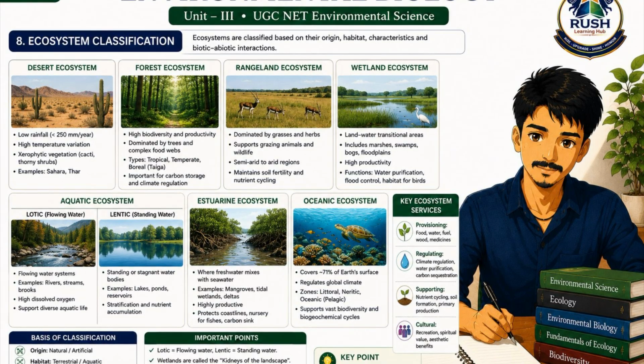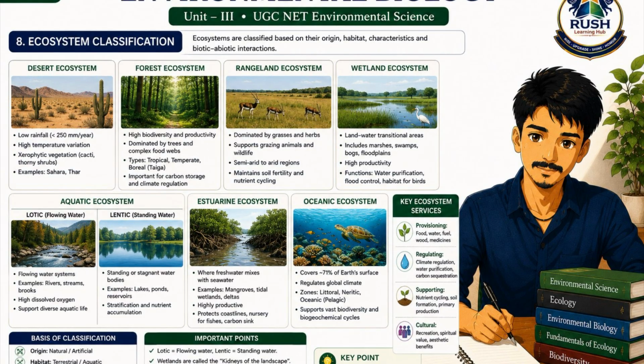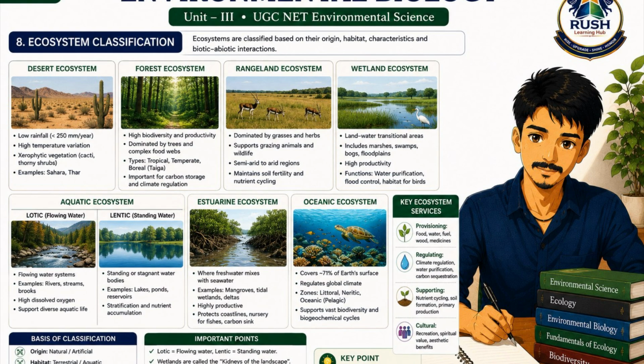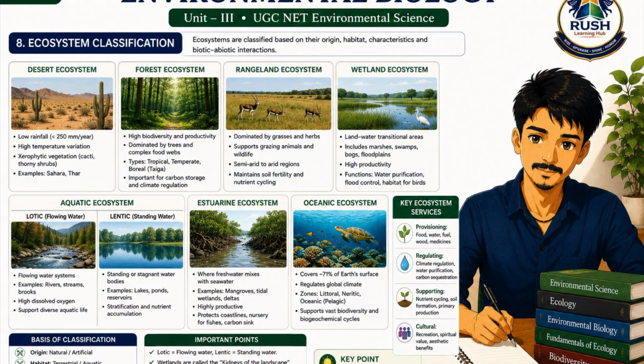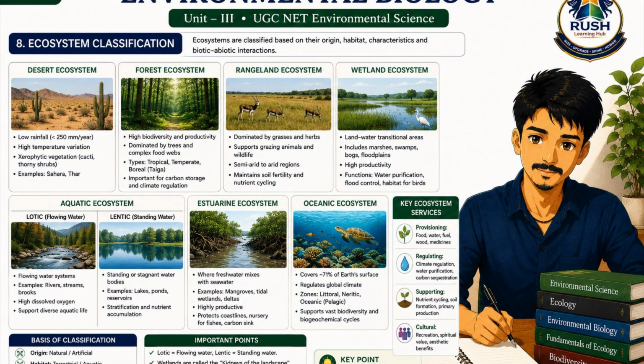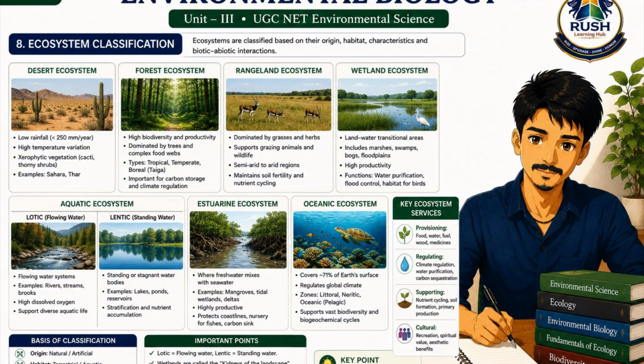Finally, the oceanic ecosystem represents the largest ecosystem on Earth. Covering nearly 71% of the Earth's surface, oceans play a crucial role in regulating global climate and supporting marine biodiversity. Oceanic ecosystems are divided into various zones such as the littoral zone, neritic zone, and pelagic zone, each supporting distinct communities of organisms.